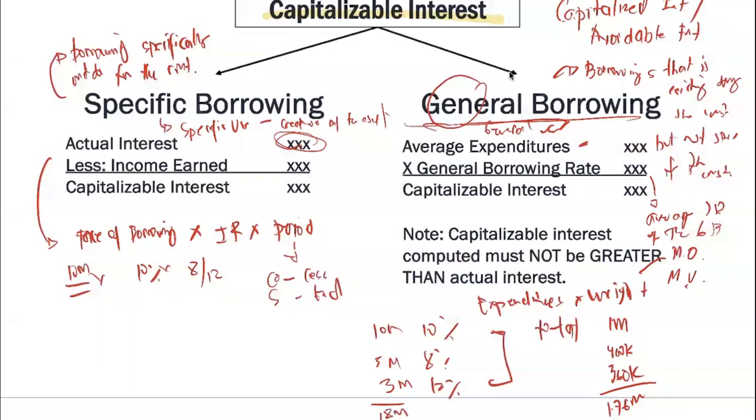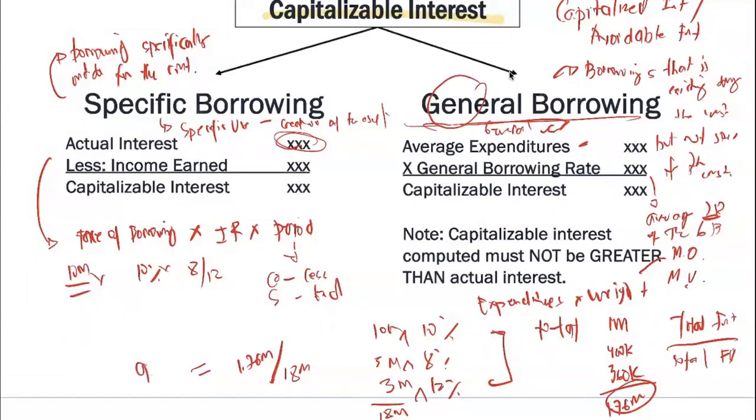So when we talk about your capitalizable interest as a general borrowing rate, you get the average interest rate of the general borrowing rate. That is equal to your total interest divided by your total face amount. So what is the total interest that we have computed? 1.76 million. What is the total face amount? 10 million, 5 million, and 3 million. So that is 18 million. So 1.76 million divided by 18 million, our interest rate is 9.78%. So that is known as your general borrowing rate. That is the average interest rate of the general borrowings.